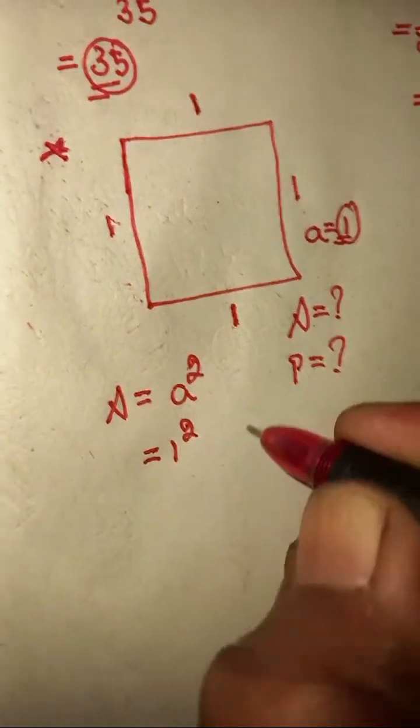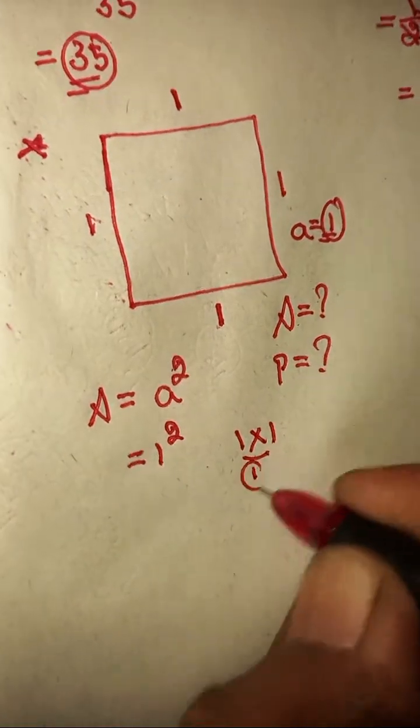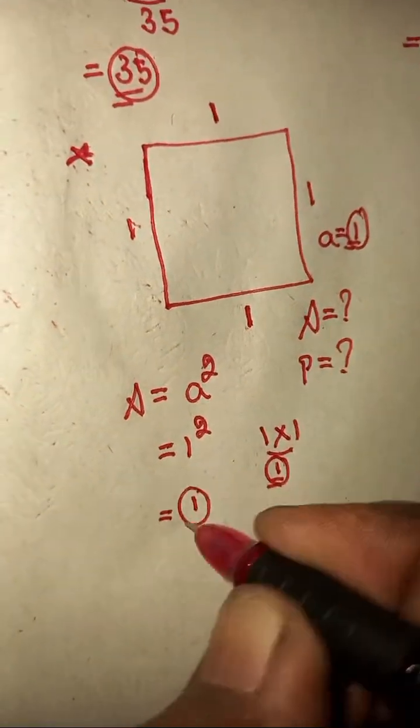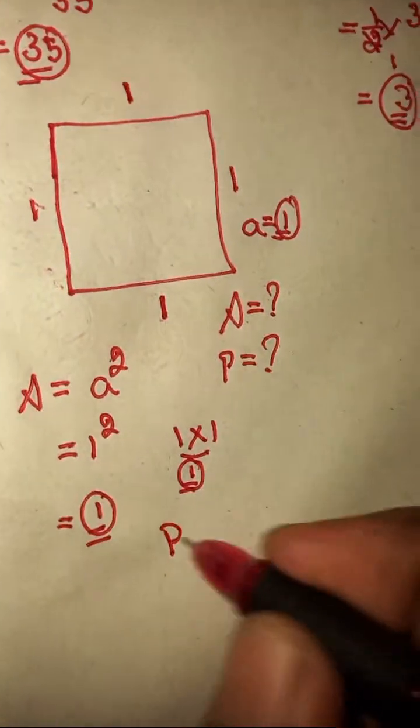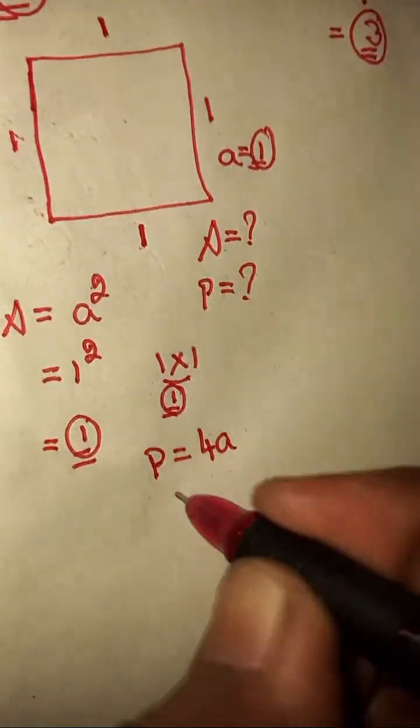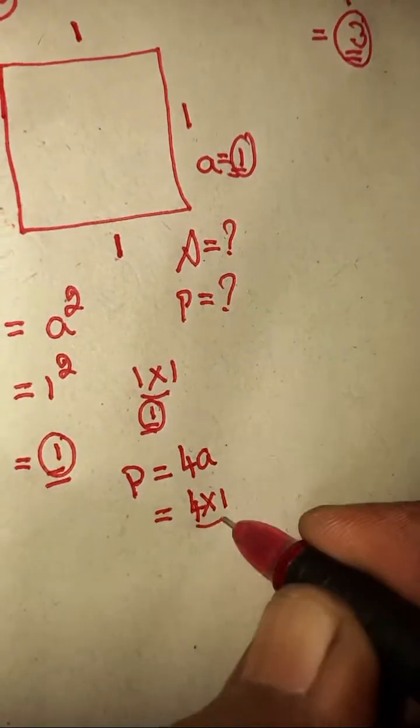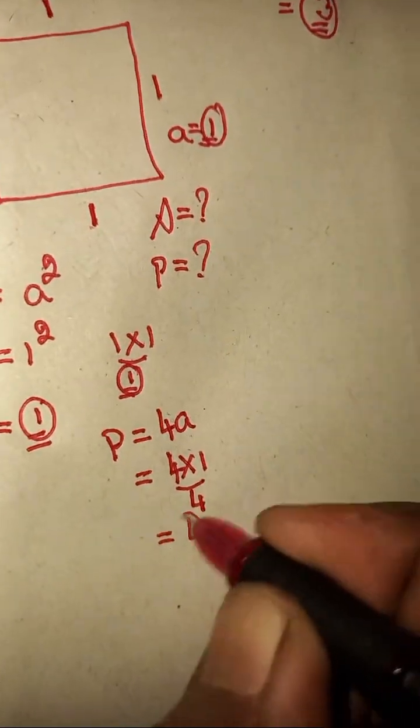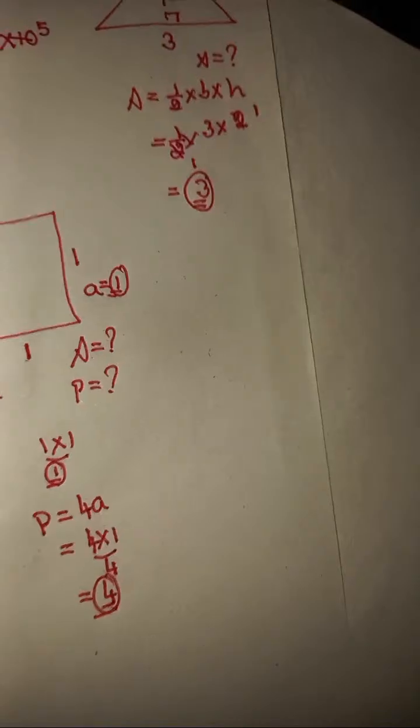1 square means it is 1 times 1, which becomes 1, so it is 1 square unit. And the perimeter is 4 times the side length, so it is 4 times the side length 1. 4 times 1 is 4 units, that's the perimeter.